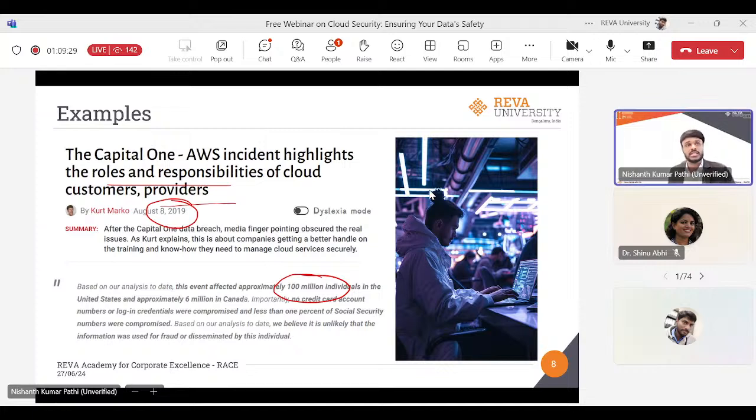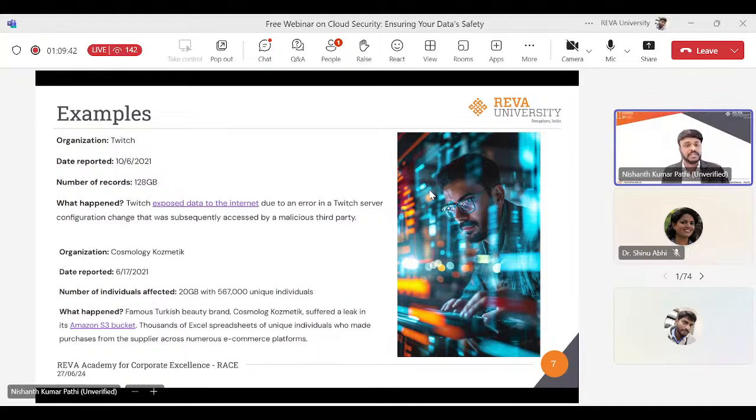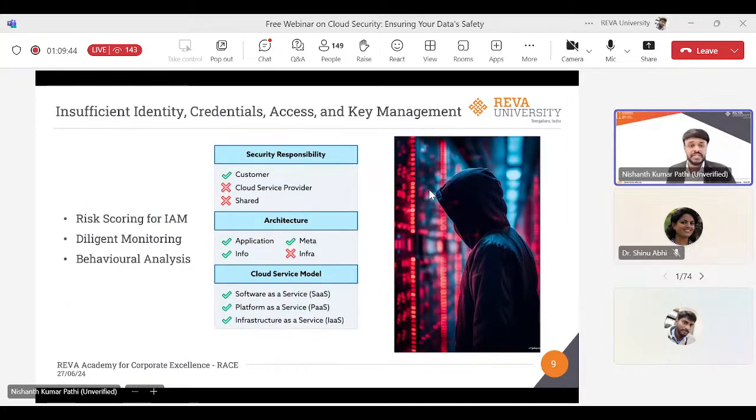There is an interesting case study from Google, where Google deleted UniSuper's data, and when I come to the appropriate thread, we will be discussing that. But these are some examples where in the last couple of years we have seen how insufficient identity credentials, insufficient access controls, and insufficient key management have caused issues.